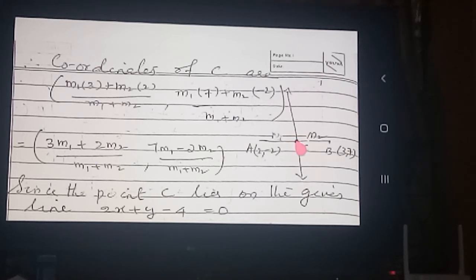Can you find it now? So, what is the formula? M1 x2 plus M2 x1 divided by M1 plus M2. Similarly, how can we find the y coordinate? M1 y2 plus M2 y1 divided by M1 plus M2. Okay, apply it here. Coordinates of C are, you find out the coordinates. One minute I will give you for finding out the coordinates. Find out.